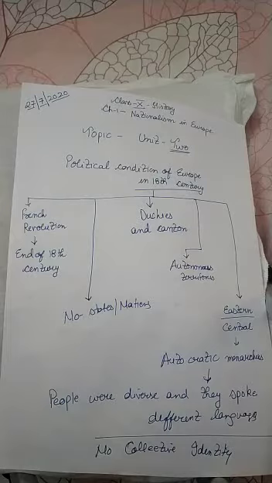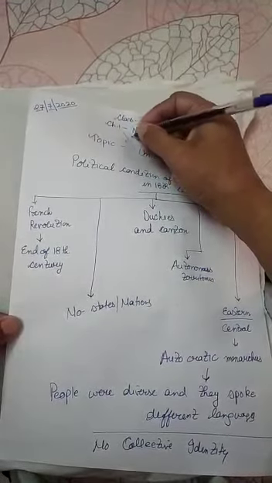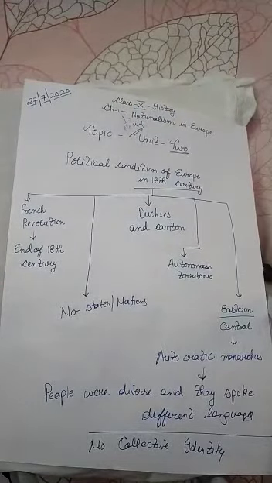Guys, we have started our chapter, The Rise of Nationalism in Europe, and in our previous classes, we have covered Unit 1. Today, we will be starting Unit 2 from this chapter. Please do remember the name of Unit 2 is The Making. Making का मतलब होता है बनाना. The Making of Nationalism in Europe.